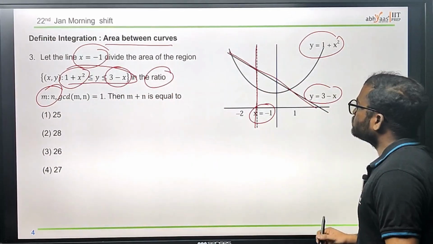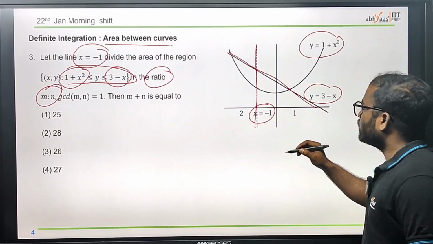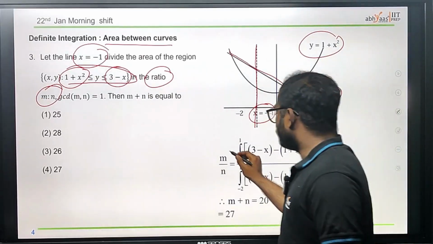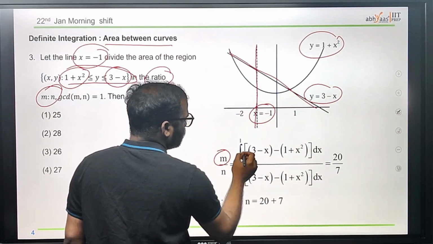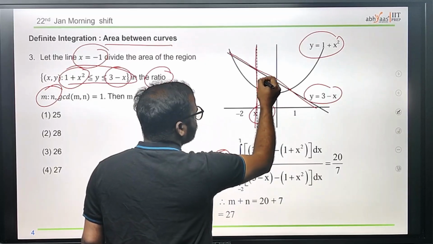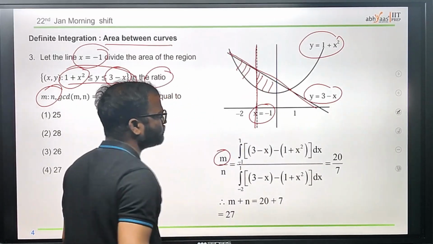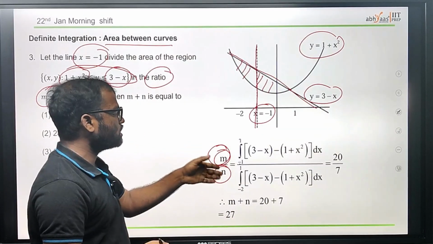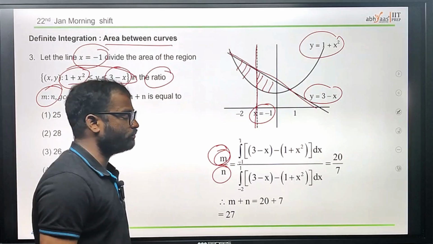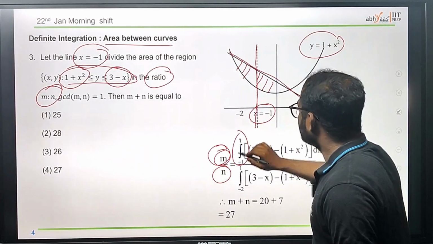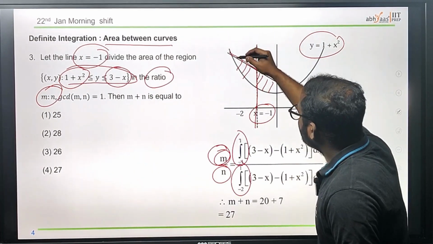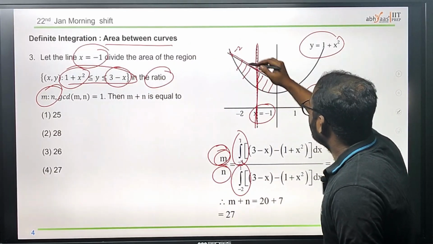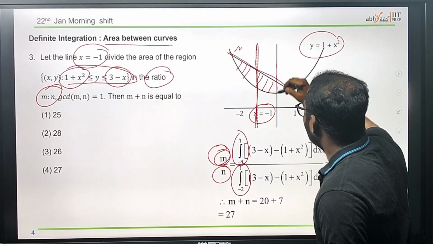Now we have to see the intersection points in order to find the limits of this integration. For m we have from minus 1 to 1. If I have to see this region and this region as well, we have to see for m as well as n. Since it is dividing in the ratio m by n, we are taking the integration this way. This is for minus 1 to 1, and this is for minus 2 to minus 1. Sorry, we have to take from here as well. I hope you understood what I'm saying.